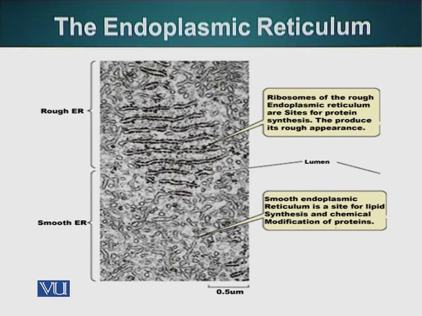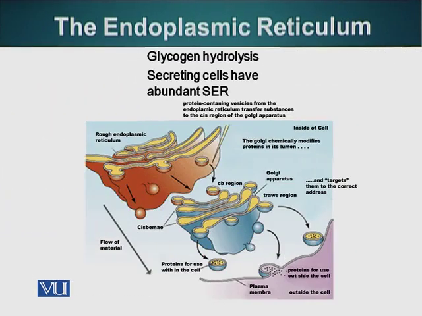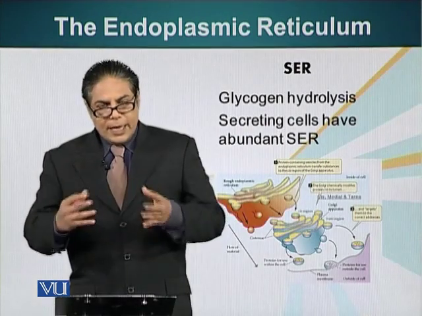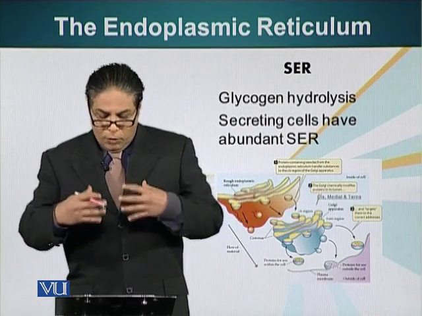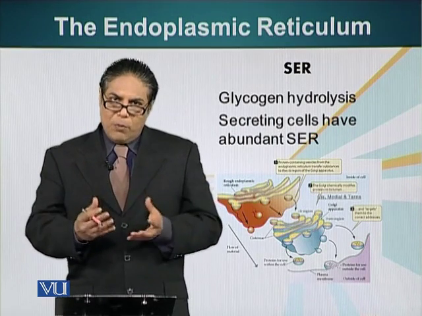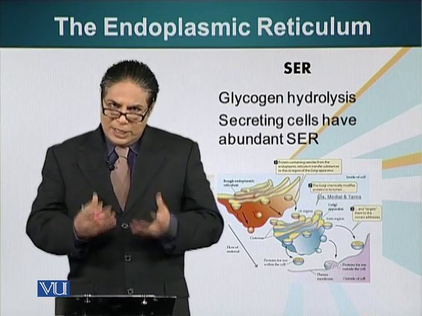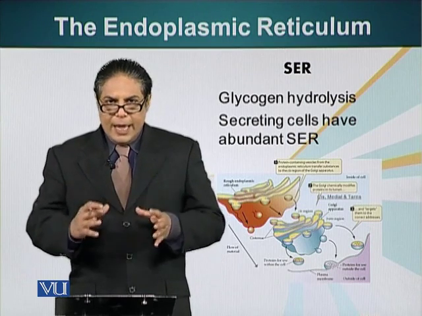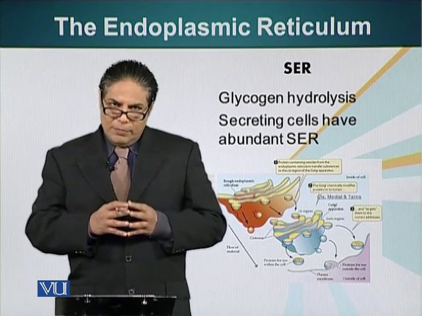Smooth endoplasmic reticulum also performs some chemistry. It also performs some protein modifications. For example, the disulfide bridge bond that we saw in our proteins is also formed in the endoplasmic reticulum. This smooth endoplasmic reticulum also is a site of glycogen hydrolysis. This is also the site where lipid synthesis takes place. Cells that are secreting, for example, the cells that make and secrete antibodies, or cells that are secreting digestive enzymes for our digestive tract, have abundant endoplasmic reticulum.